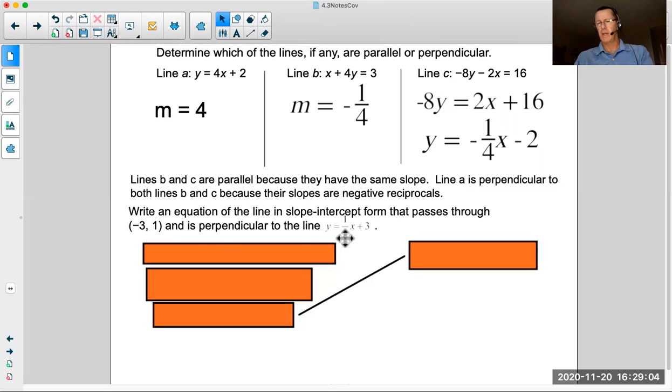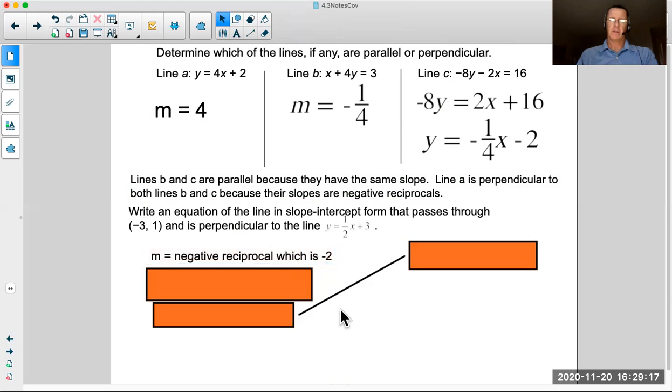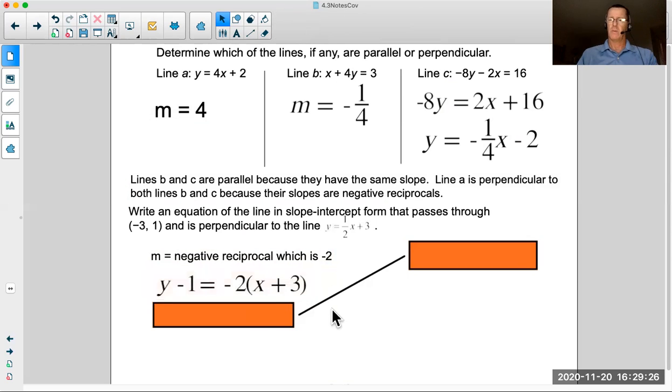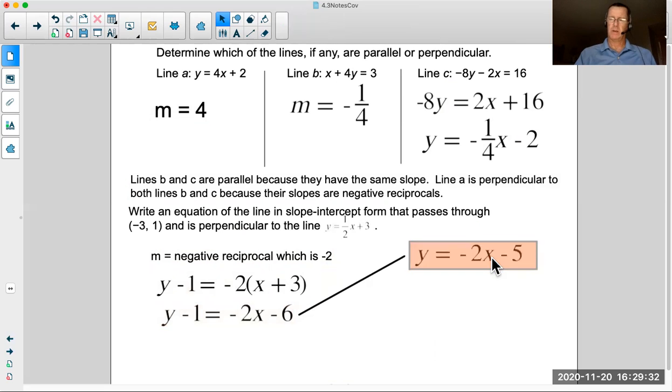What's ours going to be? Oh, ours is perpendicular to this one, which means that I need to take the slope of that one and take the opposite reciprocal of it. What's the opposite reciprocal of 1/2? Flip it, negative, -2. So m is -2. I have a point. What can I plug into to start with? There you go. One way to do it would be just plug into point-slope. Distribute, add 1, and you get y = -2x - 5.